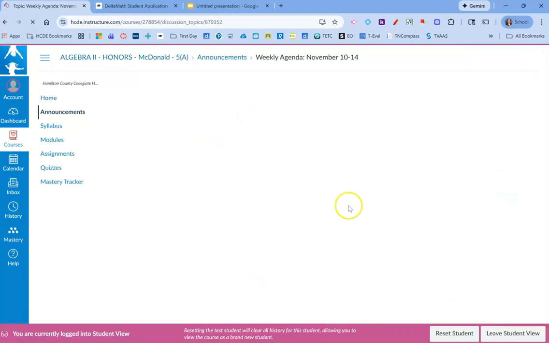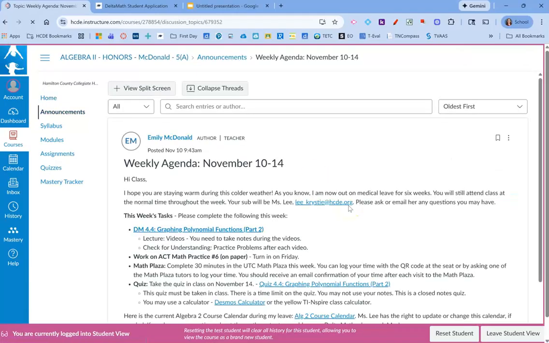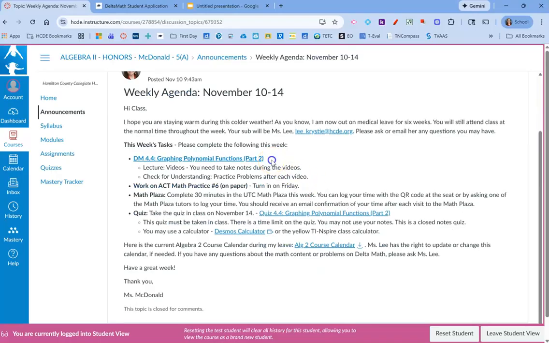So let's look at the assignments for the week. You're going to be working on Delta Math 4.4 Graphing Polynomial Functions Part 2. You're still looking at graphs and polynomial functions like you did last week. You're just going to learn some different key features and do more advanced graphing of polynomials. As a reminder, the lecture video that you watch before each practice set is what you're going to be taking notes on, and the practice problems serve as a check of your understanding.